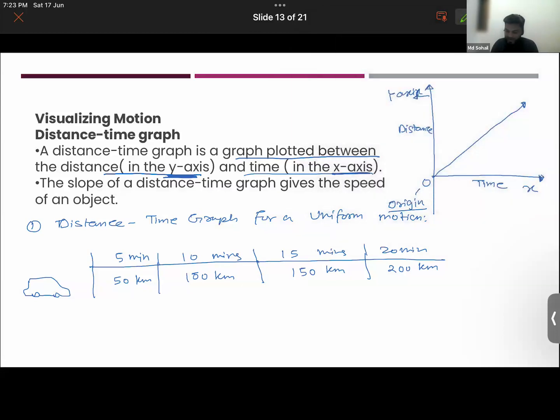See here, the time difference between these two distances is 5 minutes. 10 minus 5, that is 5 minutes. Again here, 15 minus 10, that is 5 minutes. Then 20 minus 15, that is 5 minutes. What about the distance? Isn't the interval of distance also the same here, Mafaz? Yes, sir. Okay, so 50, 50, and 50.